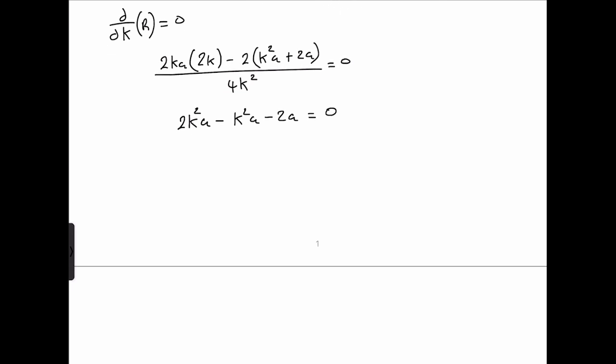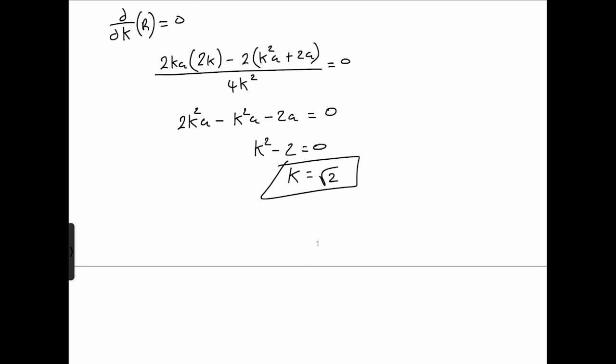We can go ahead, and that will leave us with K squared A. We can divide by A also, so that would be K squared minus 2, which is equal to 0, and K is equal to the square root of 2. I want to take the positive value, so our constant K is equal to the square root of 2, which when multiplied by each resistor in the circuit would produce the minimum total value of our resistance.